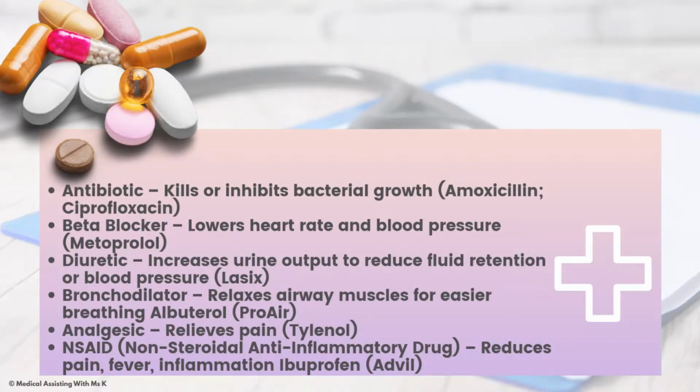A diuretic increases urine output to reduce fluid retention or blood pressure. An example would be Lasix. A bronchodilator relaxes airway muscles for easier breathing. An example of that would be albuterol or ProAir. An analgesic is responsible for relieving pain, okay? An example of that would be Tylenol.